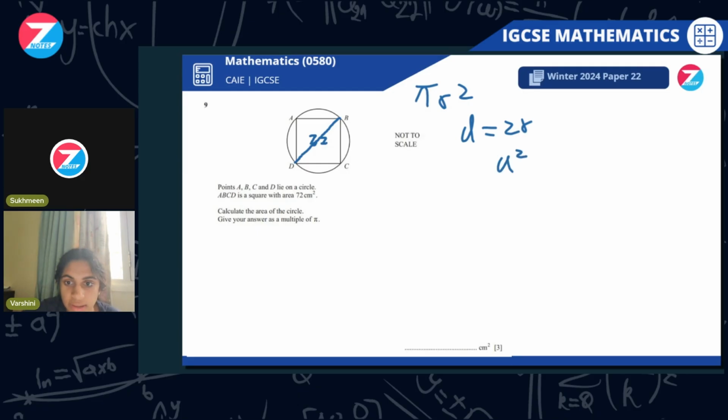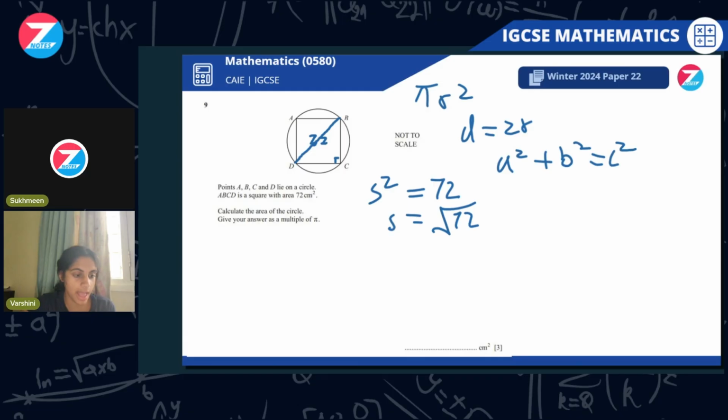And we can also find this easily because of Pythagoras theorem. We know a squared plus b squared equals c squared for a right angle triangle, and since it's a square, all angles are 90, so this over here is going to be a right angle triangle. And we know the area of the square is 72, and in a square the area is nothing but side squared. So we know that side squared equals 72, so to find the side we have to do root 72, and that is going to give you 6 root 2.